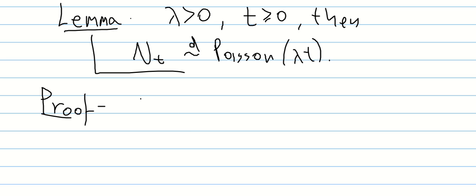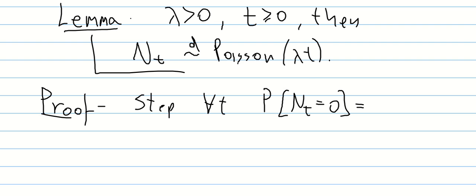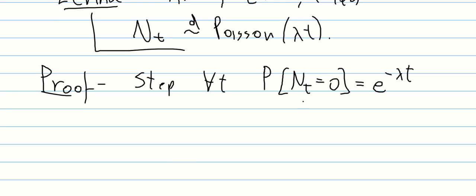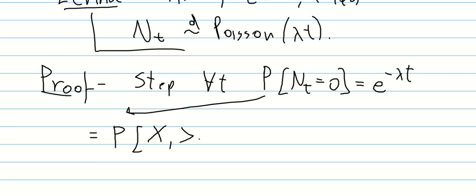So the first step is to show that for every t, the probability that N_t is equal to 0 is the probability that Poisson(lambda t) is 0, which is exactly this. So this is what we want to show first. But what's the probability that the number of arrivals until time t is 0? So this is equal to the probability that the first arrival was after time t.